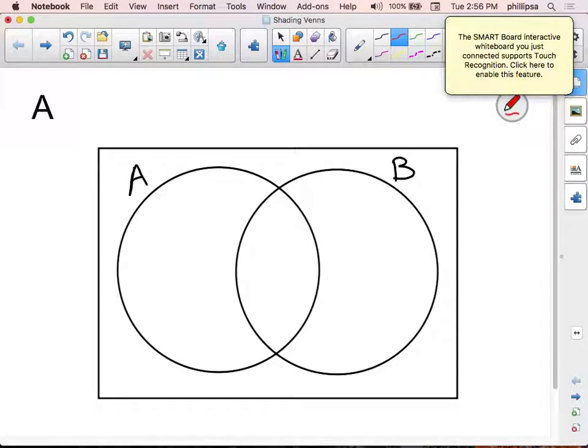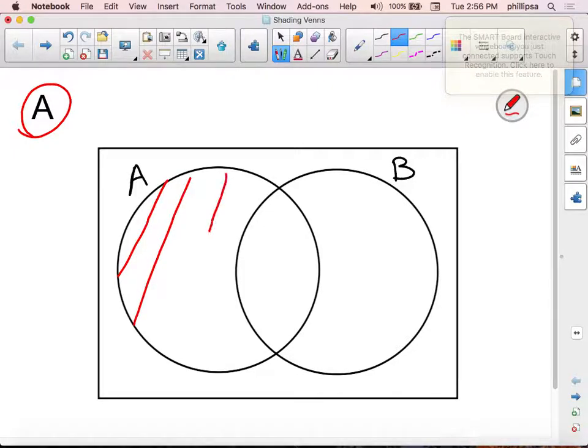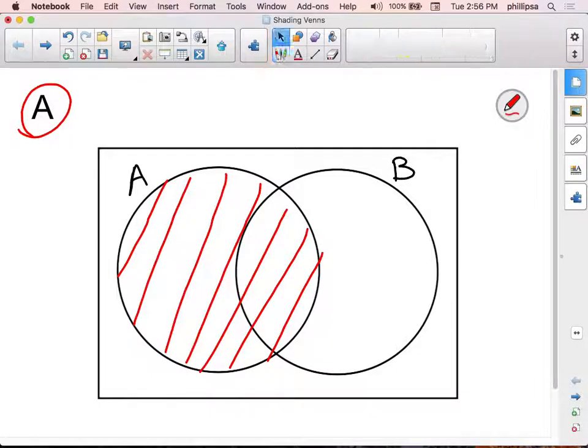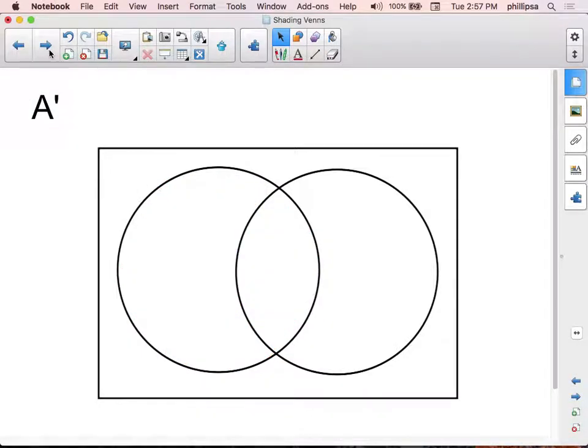Up here I'm telling you what to shade. So I want to shade everything in set A. I find A, and I'm going to shade it now. I tend not to go crazy with my shading because I know I may have to go back and make adjustments, depending on what regions I have to shade. This one's easy, so you could go crazy shading or you could just leave it like this.